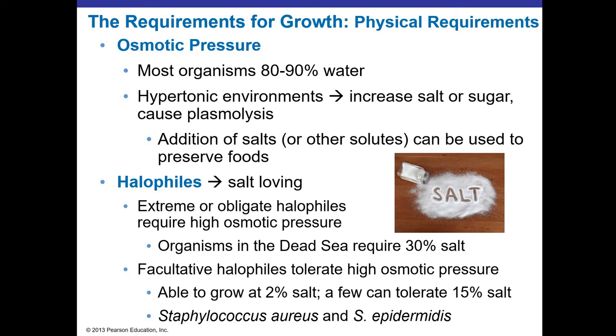We can also talk about physical requirements from the standpoint of osmotic pressure. We looked at osmotic pressure in chapter 4 when we talked about the ability of the cell wall to help protect from osmotic lysis and things that get across the membrane. Well, osmotic pressure is important. Most organisms, because they are 80 to 90% water, are going to be affected by both hypo and hypertonic environments. So in a hypertonic environment, when we increase things like salts or sugar, remember that causes plasmolysis.